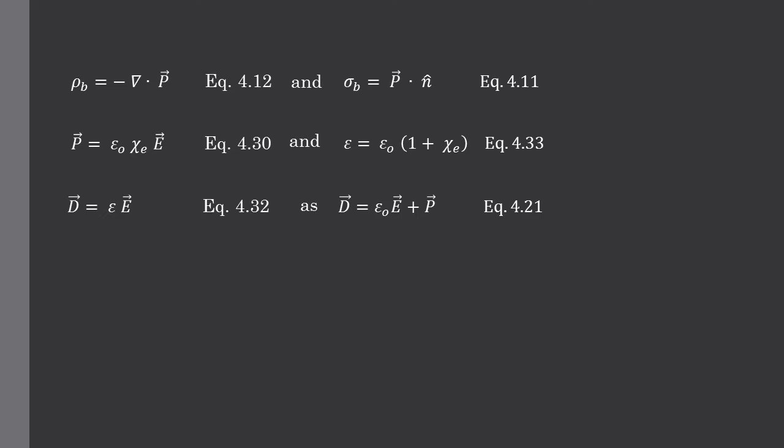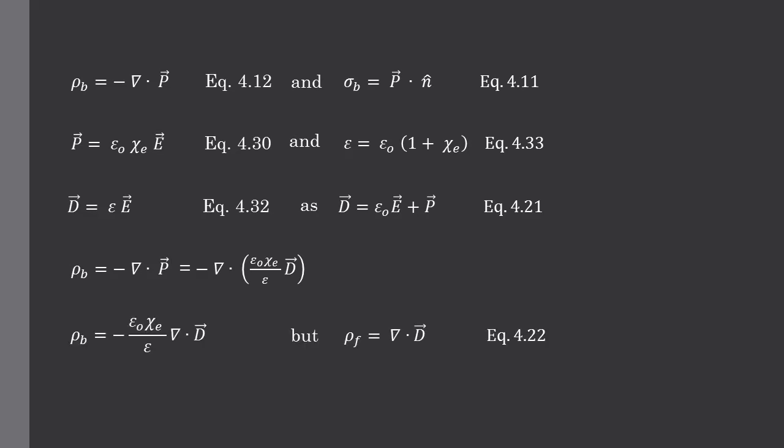The reason that's useful is we often do not control the polarization, but we do control the free charges we put on our object. That's usually what is controllable. So we can rewrite minus the divergence of P as minus the divergence of epsilon naught chi E times the electric displacement over epsilon, and that is just substituting 4.30 and 4.32 into 4.12.